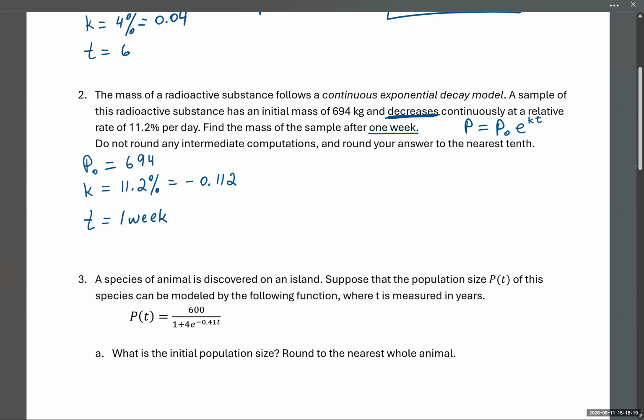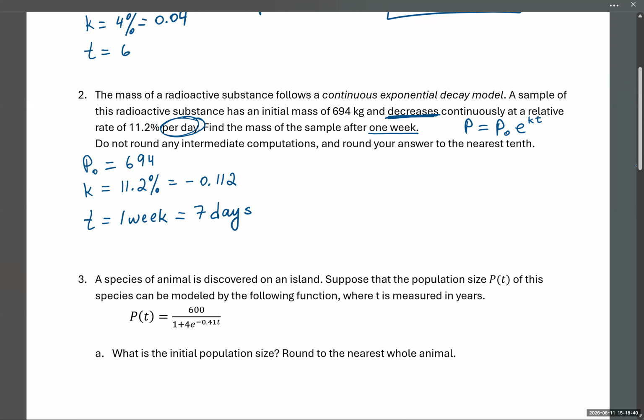but a sample is decreasing at a relative rate of 11.2% per day. So when we're doing t at 1 week, our units do not match with the given units in the problem, so we have to convert them. There's 7 days in 1 week.